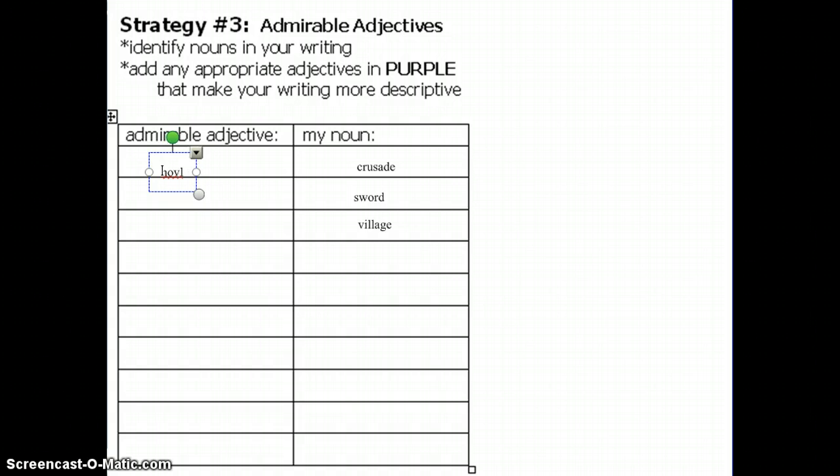So the noble crusade, the jewel encrusted sword. And again, some of this is going to depend on the context of your sentence, obviously. I'm just kind of making these up as I go. The impoverished village. And so then you can take your purple highlighter or gel pen or whatever it is that you're using and go back into your draft for blog 7 and 8 and add some of these changes so that when you go to type them on the computer, you have some additions to make that are going to make your writing and ultimately your grade improve.